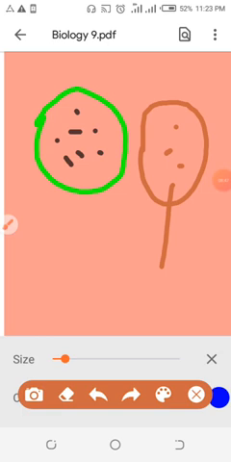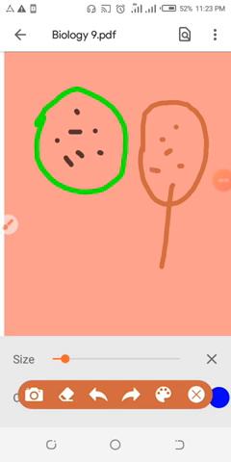I told you one is a food vacuole, and food vacuole consists of the food. I also told you food vacuole is not present in humans. It is present in less developed cells, less developed organisms.